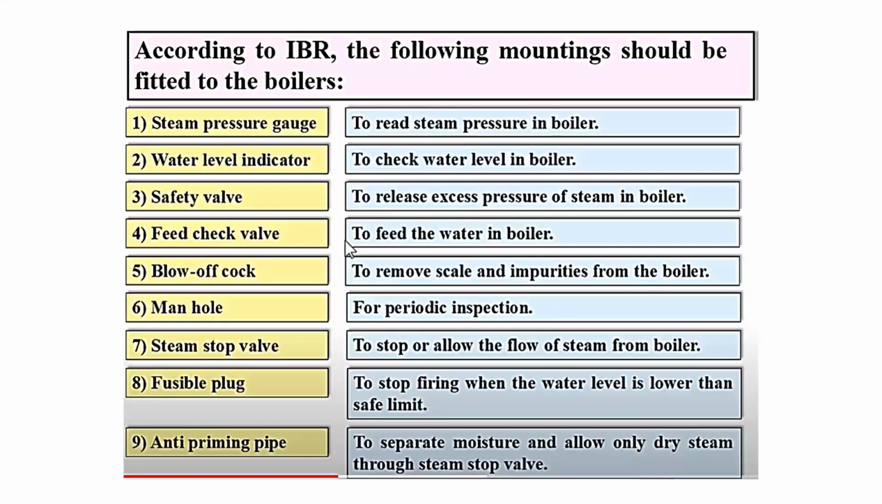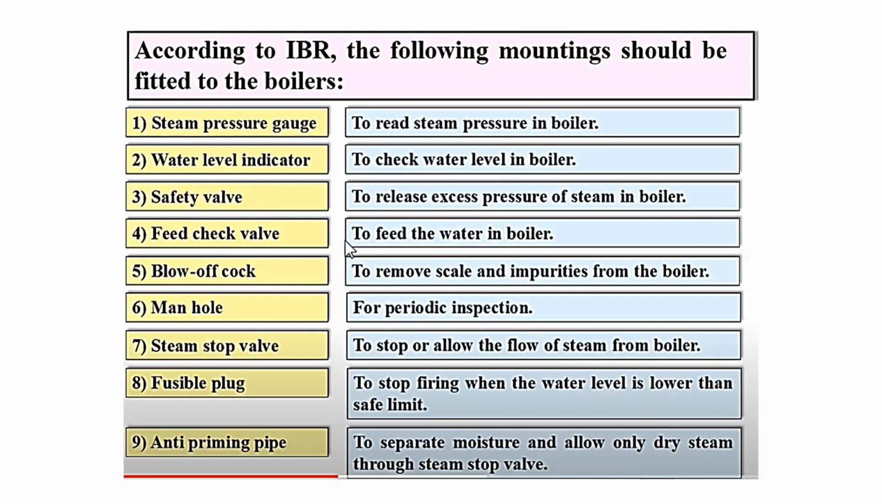The various mountings that need to be fitted to boilers according to the Indian Boilers Act are, first, the steam pressure gauge. It reads the steam pressure in the boiler, to know whether the steam pressure is increasing or crossing over a particular critical limit. According to the reading in the steam pressure gauge, you will know.